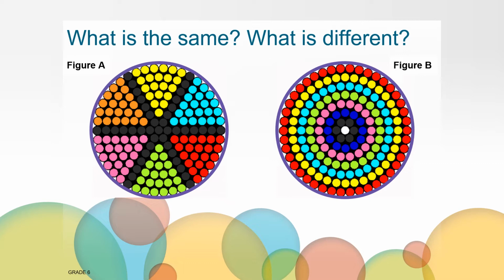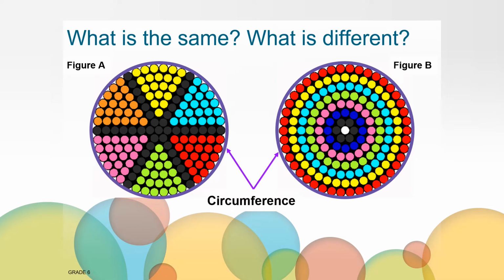First, let's take a look at some of the similarities. You might have noticed that one way that figures A and B are alike is that both circles are made up of many small circles, or that both circles have multiple colors inside. You might have also noticed that the circumference, or the outside of each circle, is purple.